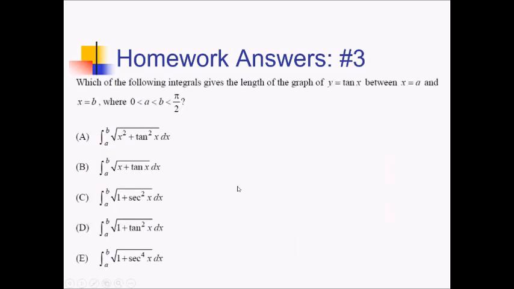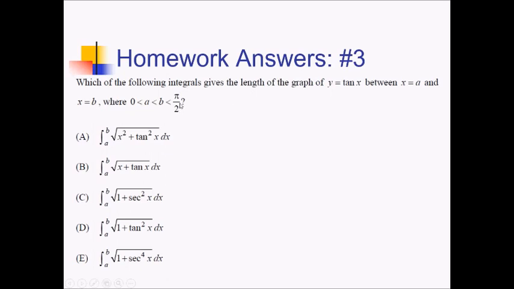For this no calculator problem, we want the length of the graph of y equals tan of x between x equals a and x equals b. And they're telling us that 0 is less than a is less than b is less than pi over 2. So you might be wondering why they're giving us this last piece here. The reason is that what we're about to use with our arc length formula assumes that we don't have any discontinuities. We're assuming that we have a smooth curve where the curve and its derivative are both continuous.